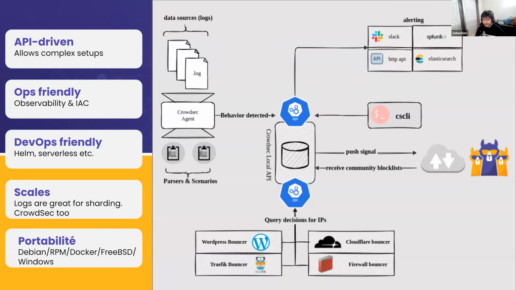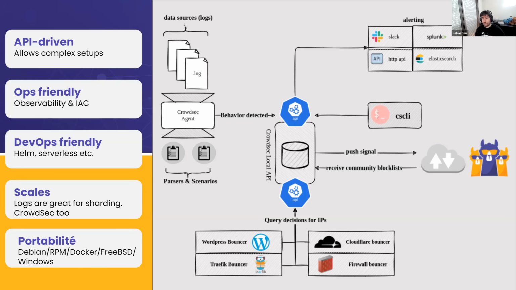When a behavior is detected, an alert will be generated and sent to your local API. The local API itself will turn this alert into a decision. So ban this IP for 4 hours, for example. Next, we have the bouncers that will query the local API to get the list of decisions to be able to apply them. So the bouncer can be at the application layer. For example, here we can see that we have WordPress. It can be a bouncer that interacts with your CDN, with your local firewall, or with your reverse proxy.